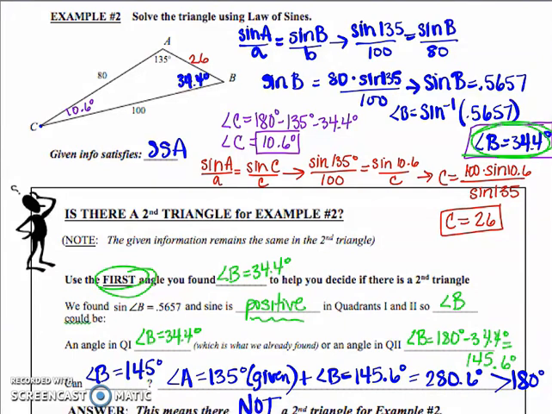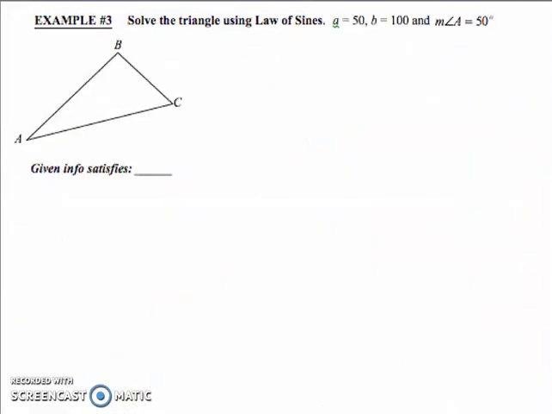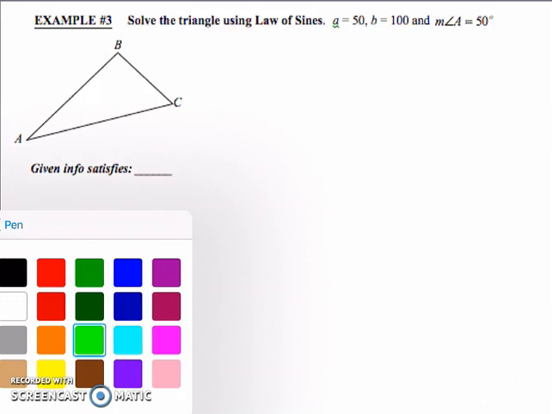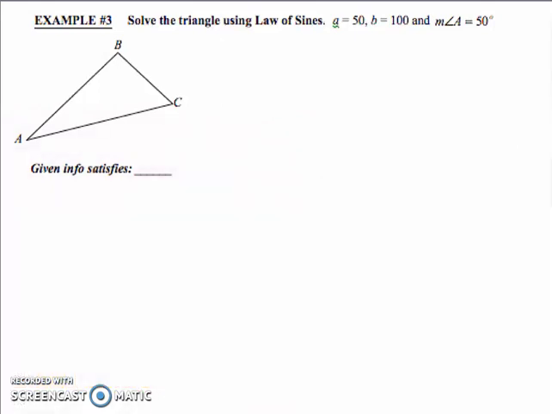However, in the next example, we are going to look at what it looks like when you have a triangle that either has no solution or has a second triangle. So you'll get to see both examples, okay? All right, so taking a look at the next example, which is example 3, we're going to solve this triangle using the law of sines.